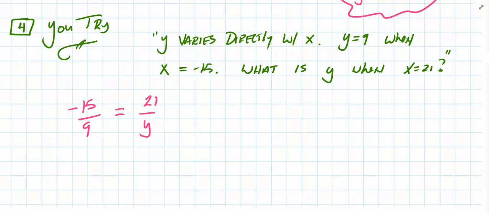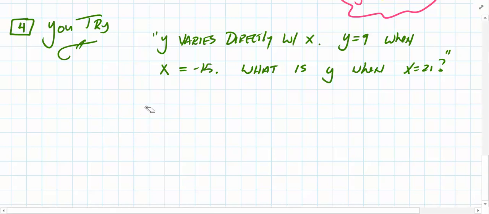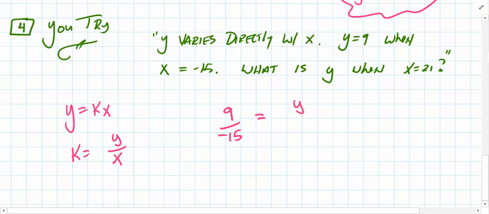Okay, it doesn't matter in terms of the procedure, right? But if we start with y equals kx, then we know that k is equal to y divided by x. Is that true? And we know that the first one, 9 over the x was negative 15. Is that true? Okay, so then that must equal the other k, which would be y over x. We don't know what the y is, but we do know the x is 21. Is that roughly the same idea? Okay, good. From here, Rachel, what'd you do?